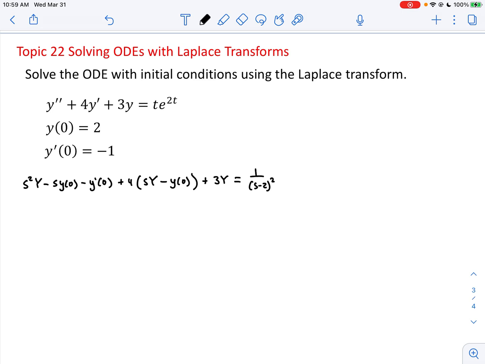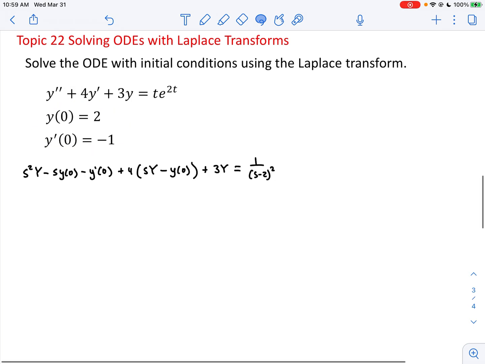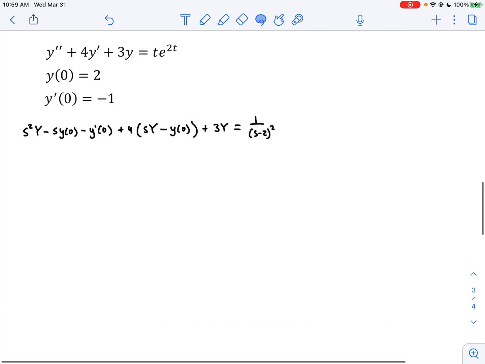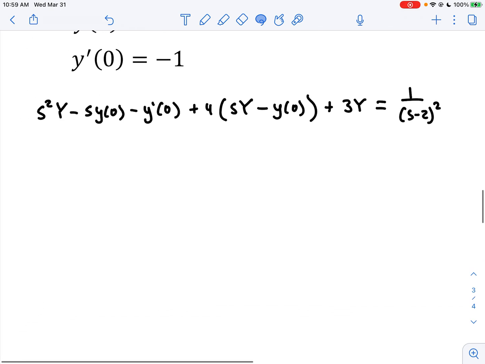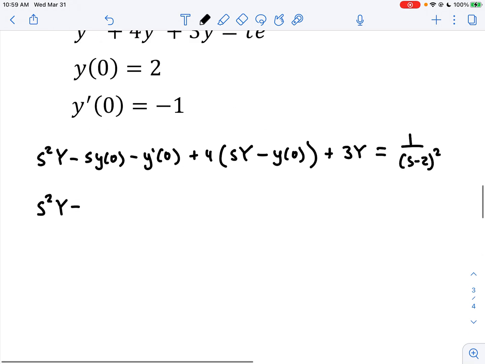Okay, there's our setup. Now we get to use the initial conditions and replace some numbers here. I'm going to take the time to rewrite this and distribute the 4 so it's not too cluttered. I'm trying to avoid doing too many steps at once. So you have s squared times capital Y minus s times y of 0, so we have minus 2s, minus y prime of 0, so it's going to be plus a 1 there.